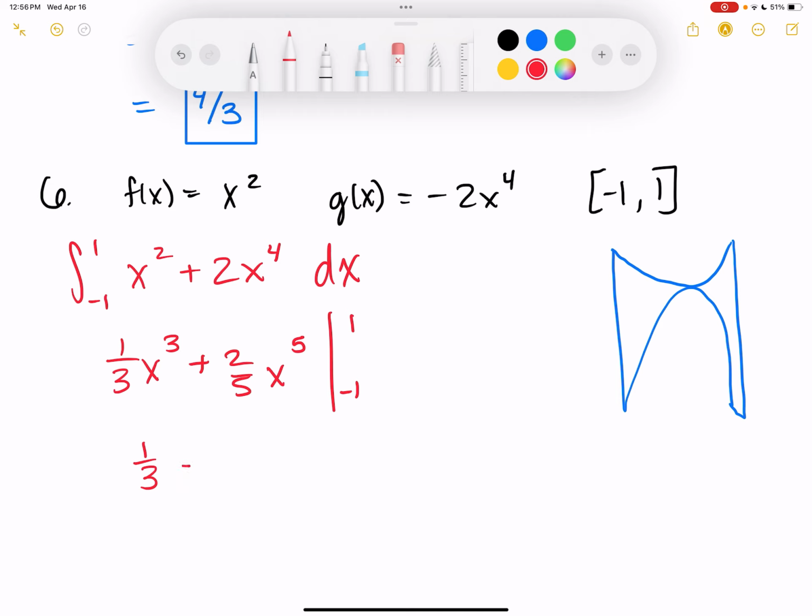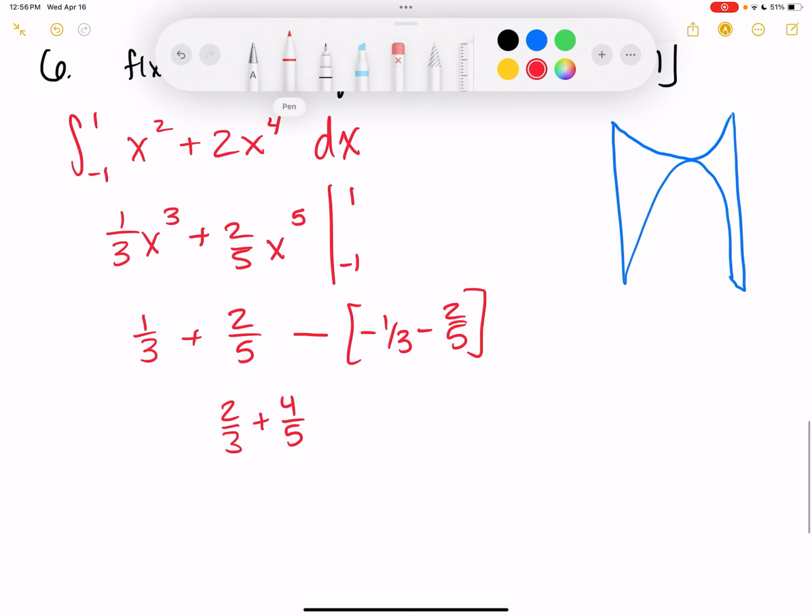So 1/3 plus 2/5 minus negative 1/3 minus 2/5. So then I end up with 2/3 plus 4/5. I got this, I was born for this. My 6th grade math paid off. 22/15.